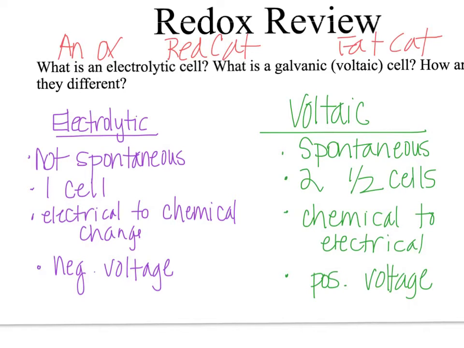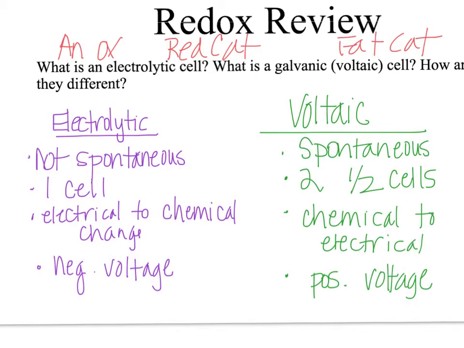So that is their similarities. Their differences. An electrolytic cell is non-spontaneous, meaning it won't happen on its own, versus being spontaneous in a voltaic cell. In an electrolytic cell, the whole reaction happens in one cell. That's what we did in the Penny Lab. Everything happened in one beaker.